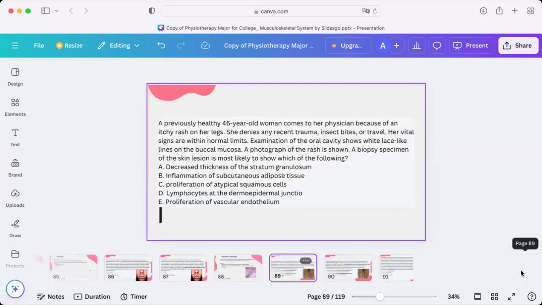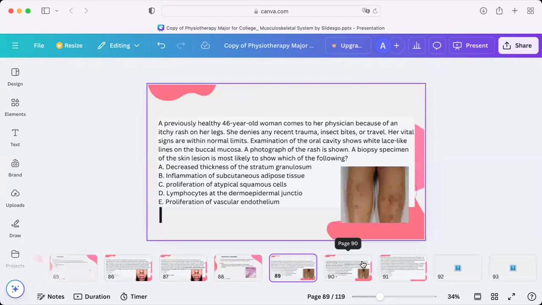Our next question, we have a previously healthy 46-year-old woman that comes to her physician because of an itchy rash on her legs. She has no trauma, insect bites, or travel. Her vital signs are within normal limits. Examination of her oral cavity shows lace-like white lines on her buccal mucosa. And this is a photograph of her rash. A biopsy would show what?